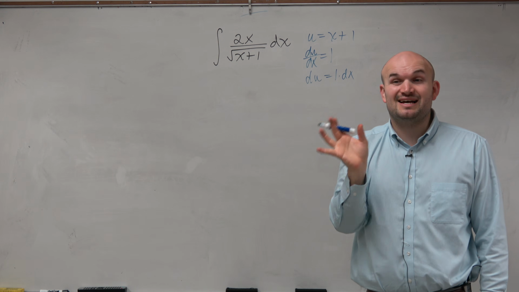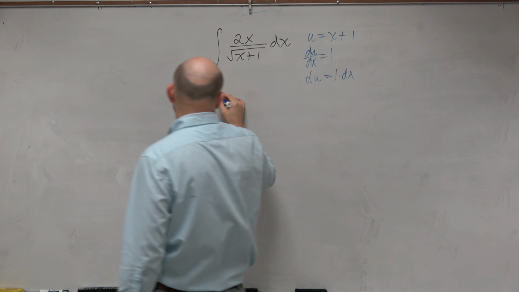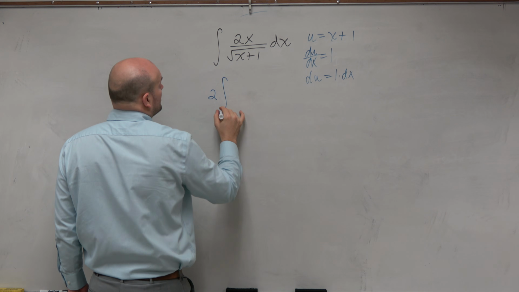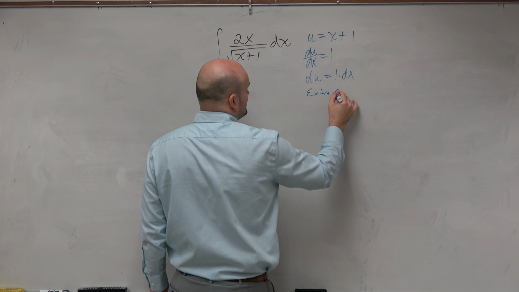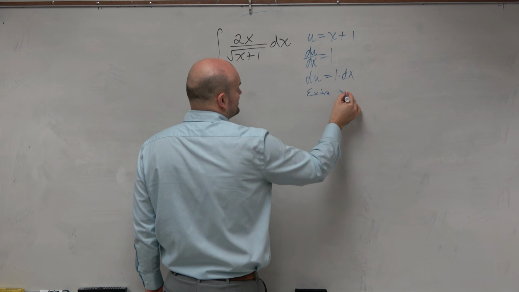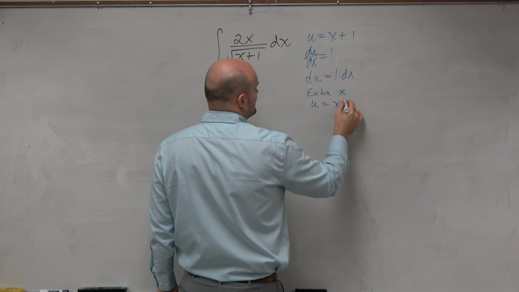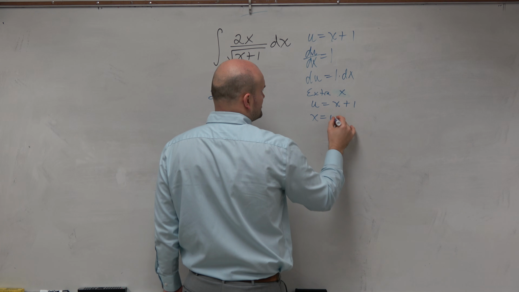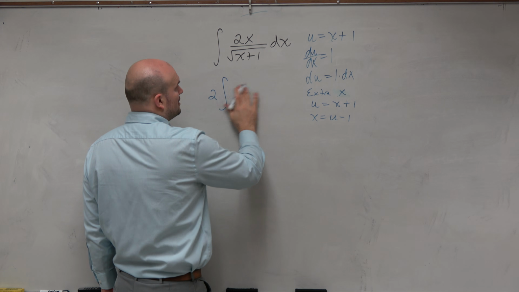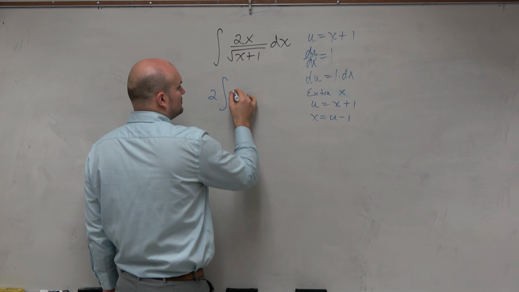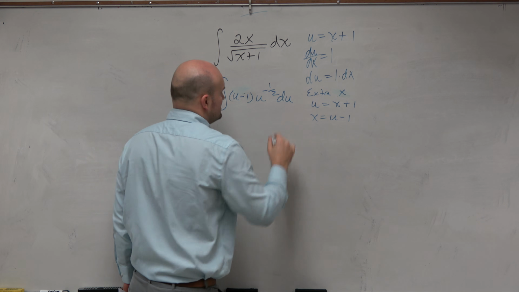So the first thing I can do is take out the 2, right? Because that's just a constant multiplier. So I can put the 2 in front. But I'm still going to have this extra x, and x is equal to x plus 1, so I could rewrite this as x is equal to u minus 1. So if I replace this with u minus 1 times u to the negative 1/2 power du.